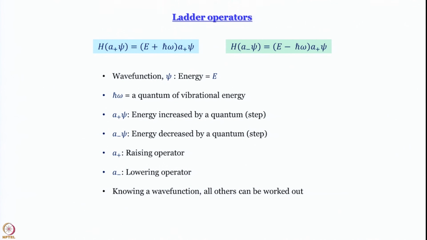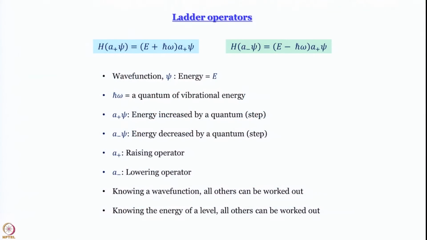What does this ladder look like? Remember equispaced energies, energy levels, equispaced rungs. So, this A plus and A minus can take you up or take you down this energy ladder of the simple harmonic oscillator. That is why they are called ladder operators. And the great thing about ladder operators is this: suppose you know one wave function, using this ladder operator you can generate the next one in higher or lower order of energy. Similarly, if you know one energy, you can work out the energies of the higher and lower, and you can keep going until you have worked out as many energies as you want.